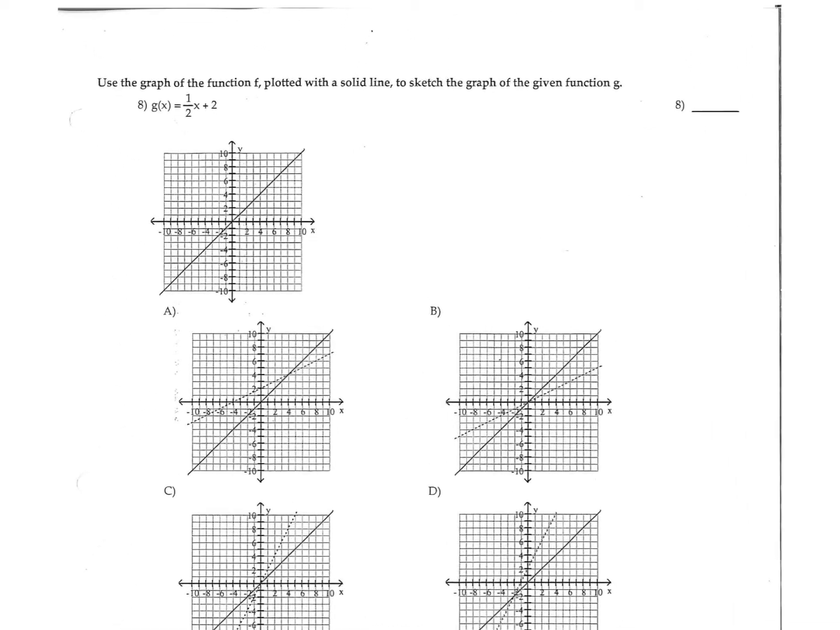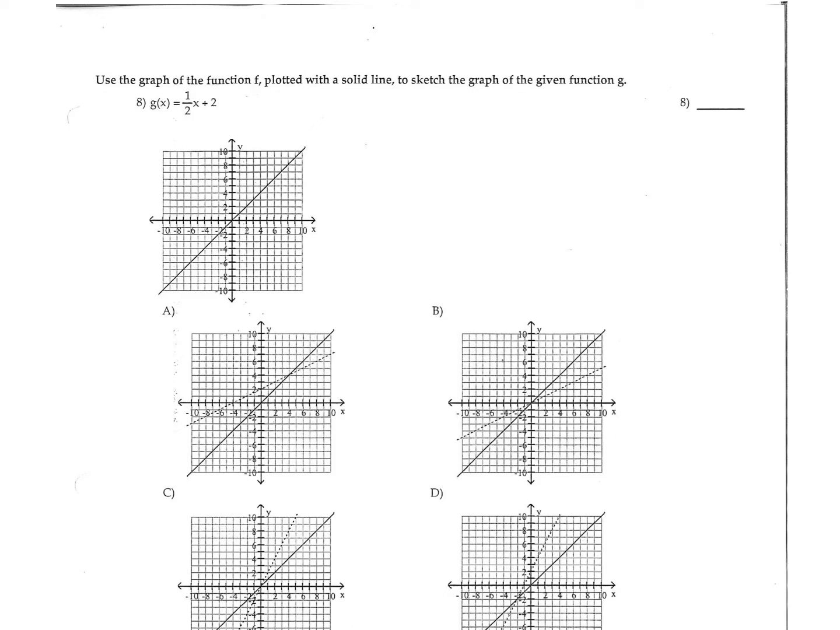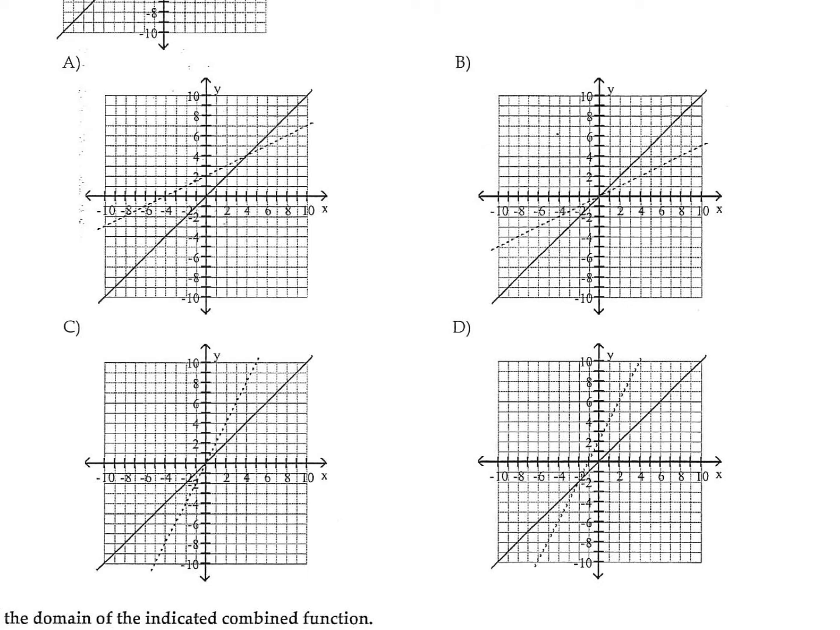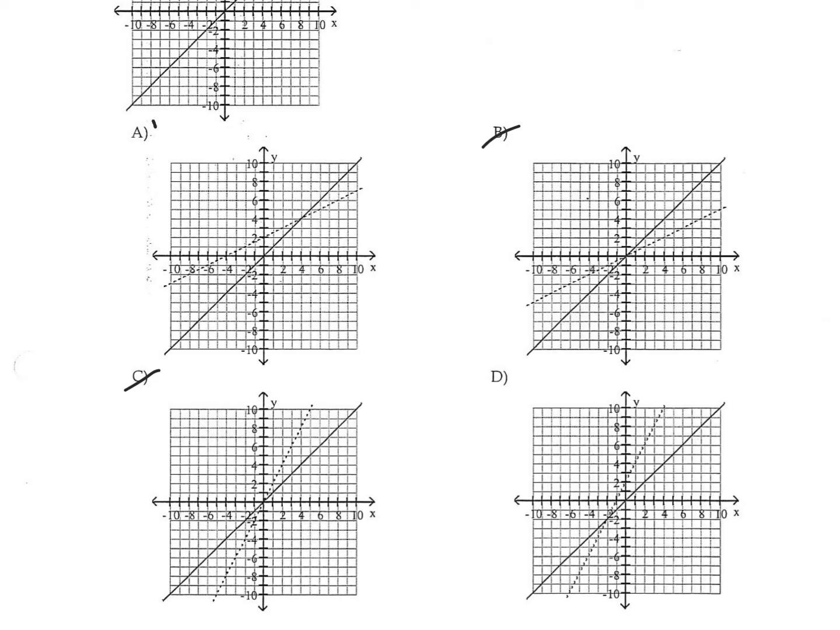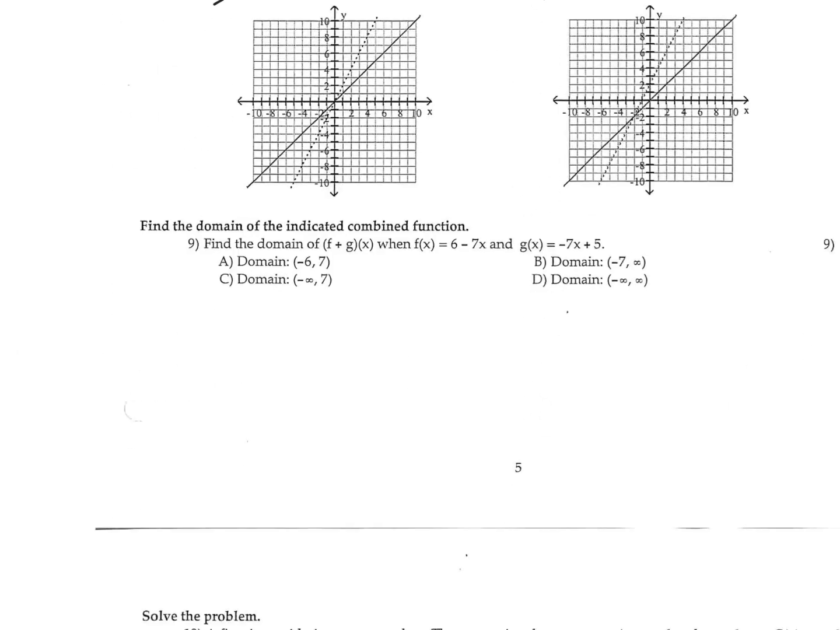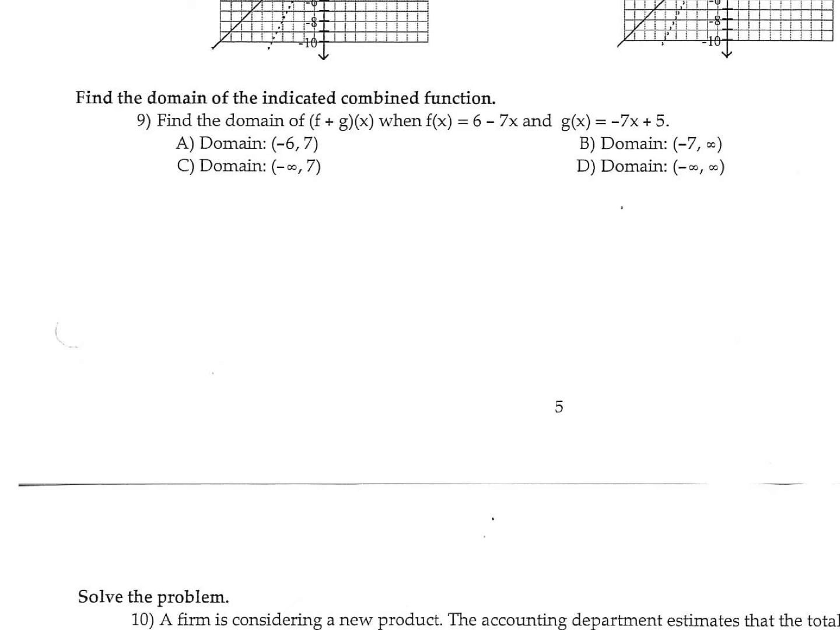On number 8 here, we have a linear function shifted up 2 units, and its slope is 1/2. This should be an easy one for us. Let's see, I'm looking at the y-intercepts. That allows me to eliminate options B and C. And I should have a flatter slope as opposed to a steeper slope. A is our answer. Number 9, we have a combined function, f plus g of x. Our 2 functions are linear functions. They have no domain restrictions, so when I combine those functions, it will also have no domain restrictions, leaving D as the correct answer.